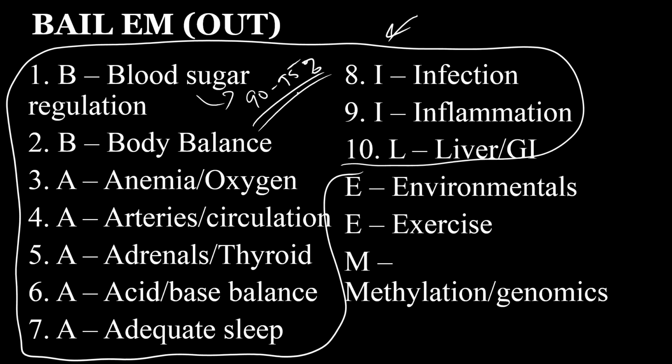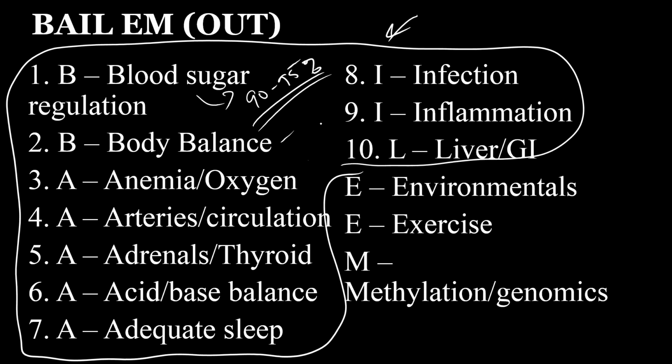Our body balance, this is our chiropractic work. If the brain cannot talk to the gut and the gut can't talk to the brain, you've got a problem. If the brain can't speak to the body, if the brain is not communicating properly, we're going to have a problem. If the body is unbalanced, we're going to have a problem.